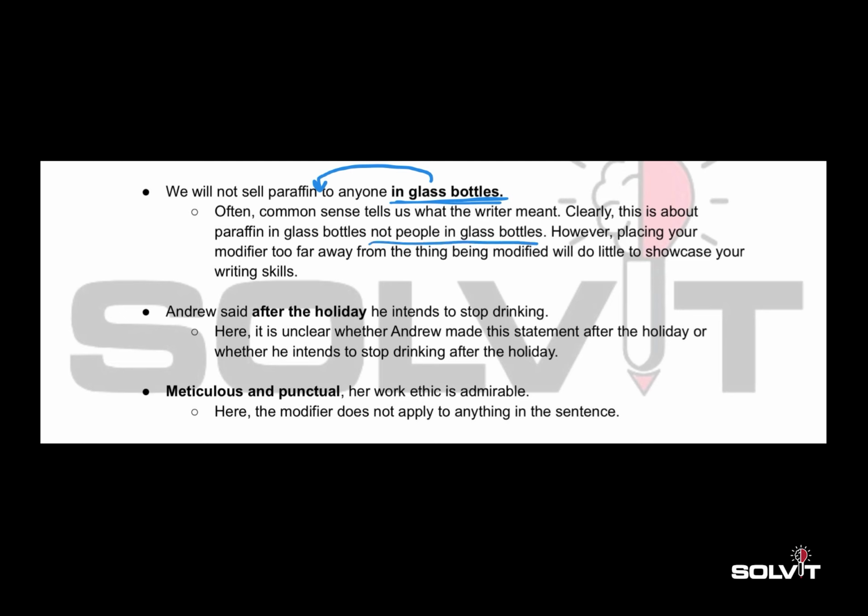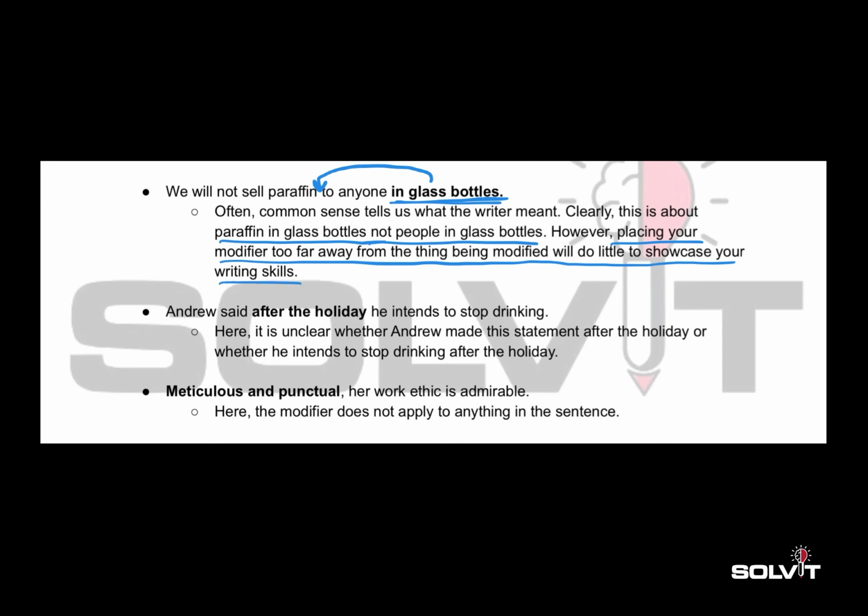That's common sense. Of course, you can decipher the meaning of the sentence because you have some common sense, but the sentence is incorrect. Okay, that's very incorrectly written. So we know clearly this is about paraffin in glass bottles and not people in glass bottles, right? So placing your modifier too far away from the thing being modified will do little to showcase your writing skills.